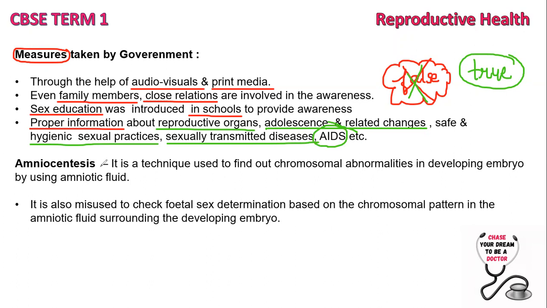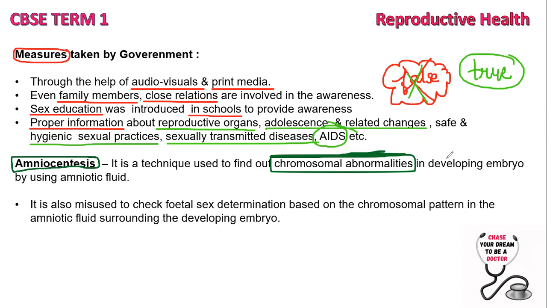Next, coming to the process of amniocentesis, it is actually a technique to find out chromosomal abnormalities. So what is the main function of amniocentesis? Whenever we hear the term amniocentesis, the thing that comes to your mind is determining the sex of the fetus. But what is the actual use of the process called amniocentesis? It is actually used to find out chromosomal abnormalities in a developing embryo.